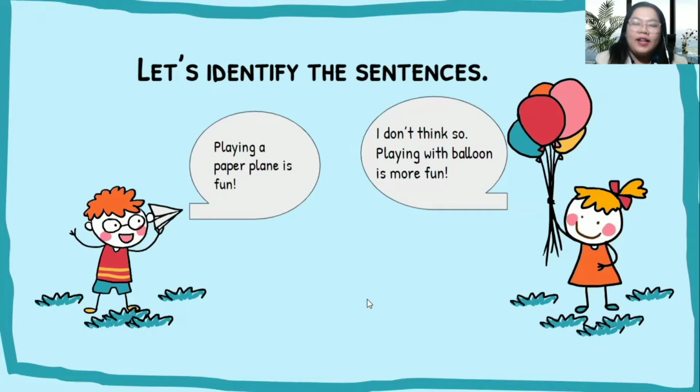Now let's identify the sentences. The boy said, "Playing a paper plane is fun." And then the girl answered, "I don't think so. Playing with balloon is more fun." From this conversation, we can see that the girl is expressing disagreement. The sentence is this, "I don't think so." This is the expression of disagreement. Why? Because the girl thinks that playing with balloon is more fun than playing with paper plane.